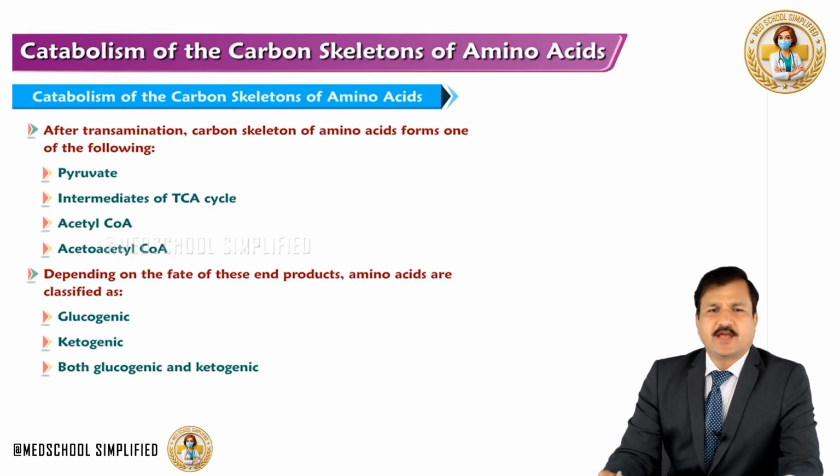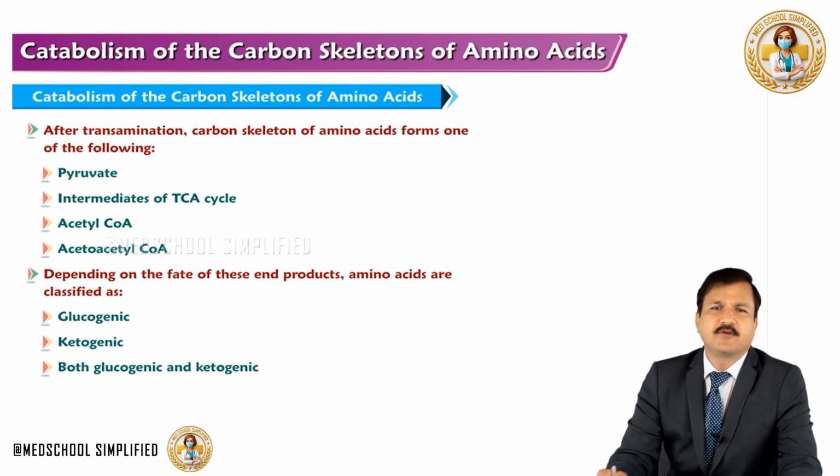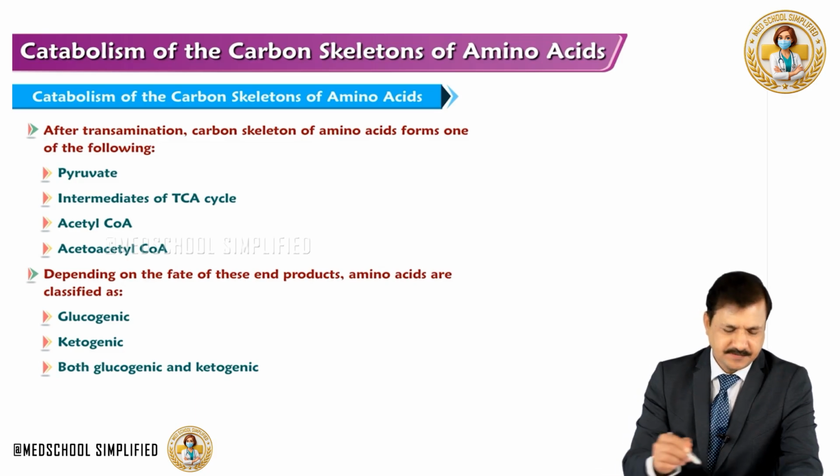After transamination reaction, meaning whenever the alpha carbon amino group is transferred from an amino acid to another alpha keto acid, what will happen to the carbon skeleton that remains? We are going to look into that. That is the catabolism of carbon skeletons of amino acids. Let me write down, for your easier understanding, what I actually mean.